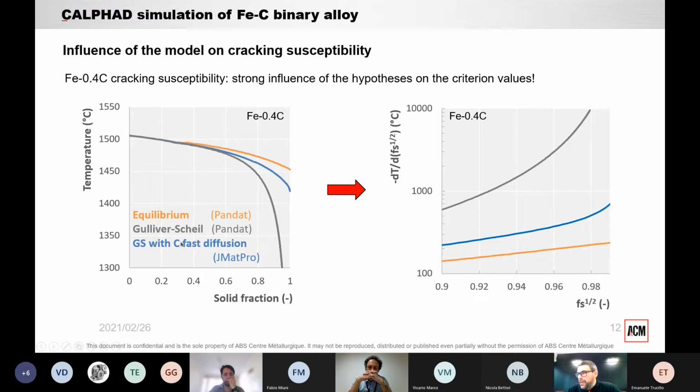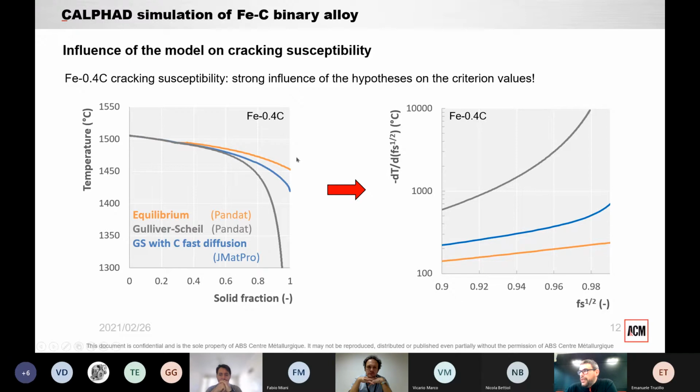And I tried to compare it with a software we are using in Metz in ACM, which is GMAT Pro, where we have the possibility to include a fast diffusion of carbon, and you see that it is in between.